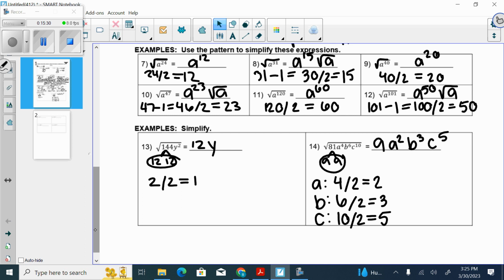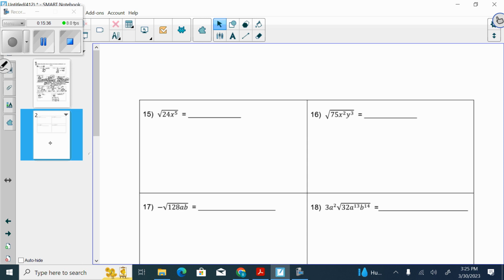Okay, flip it over on the back, we just got a few more to do together. Alright, is there a perfect square root of 24? Is that one on our chart, 24? No. Okay, so we're going to have to think of things that multiply to give us 24. What do you guys think of?